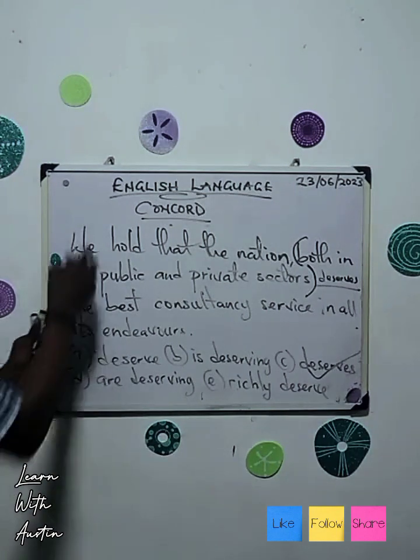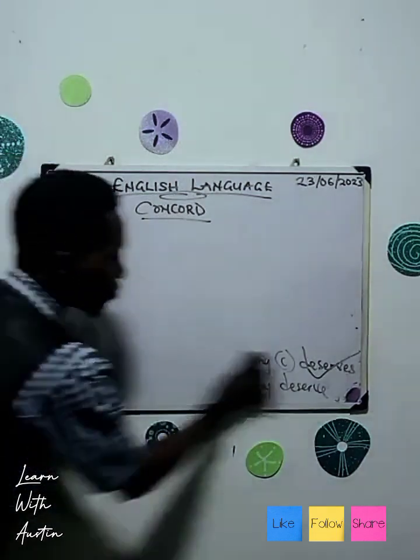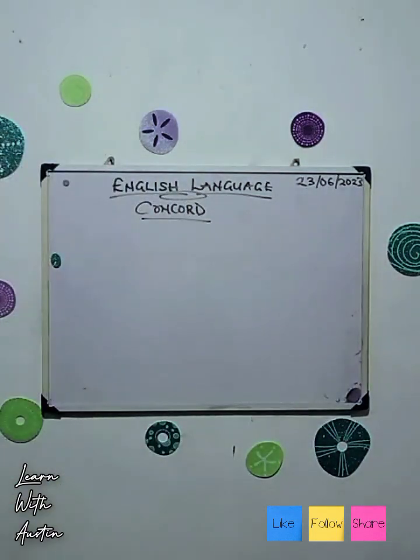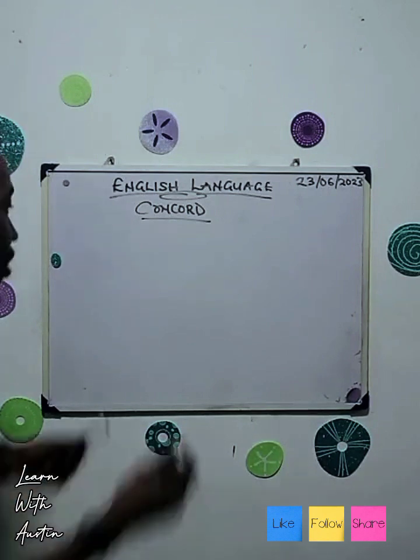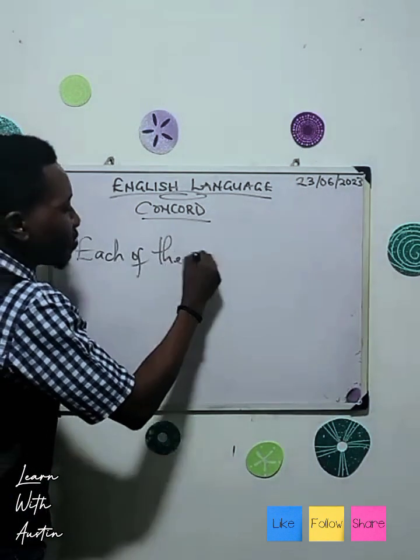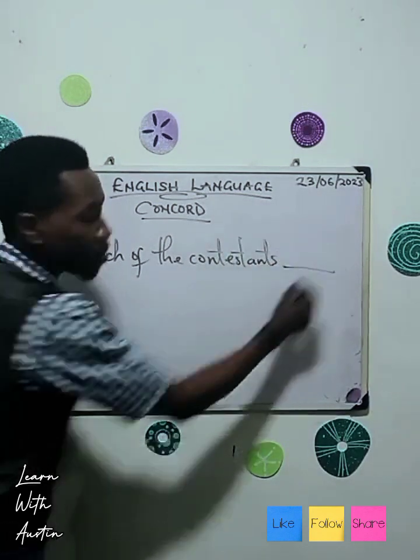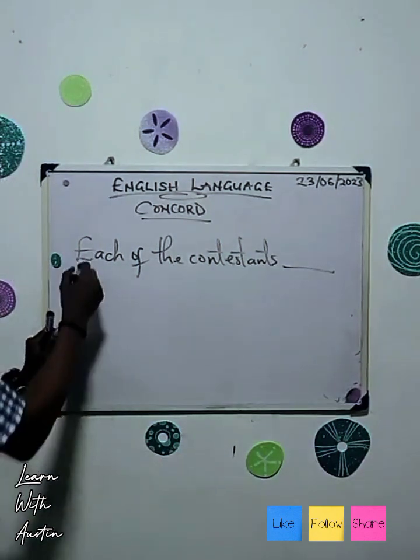The next question. So the next question says, each of the contestants dash a chance to win.